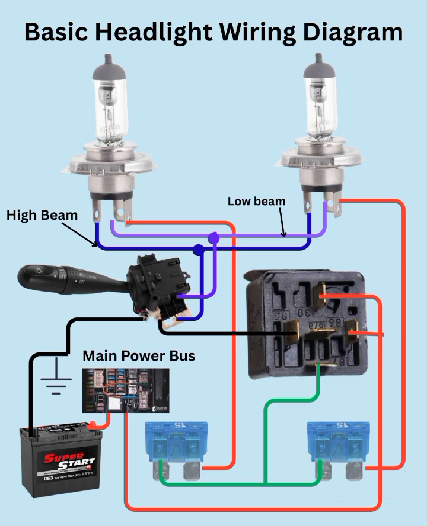When the switch is turned off, the negative trigger is removed and the relay deactivates. The passing light function momentarily provides the negative trigger to the relay, allowing the high beam to flash even if the main headlight switch is off.